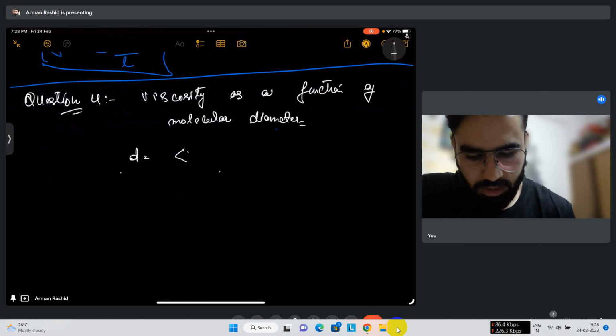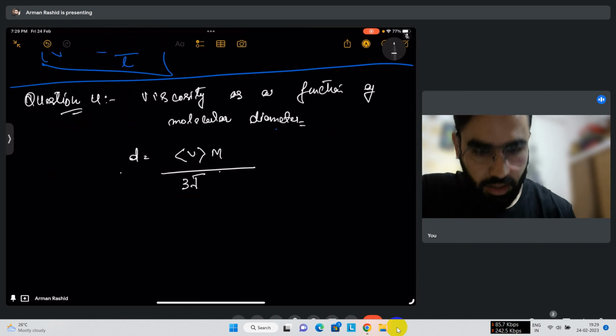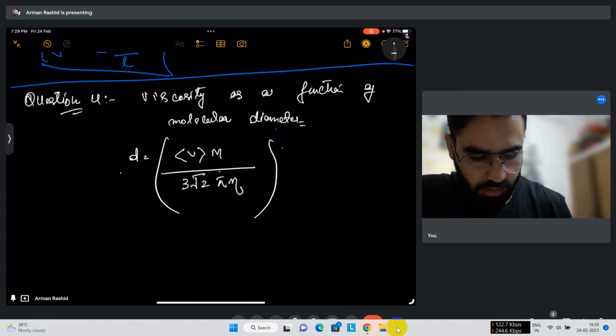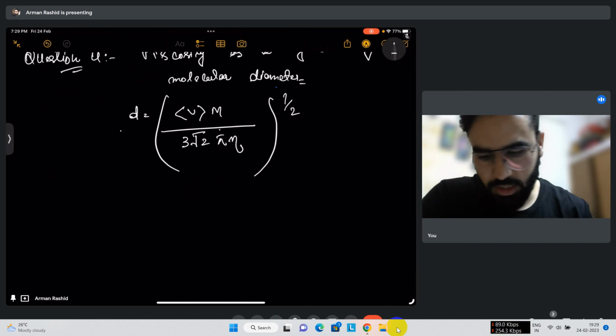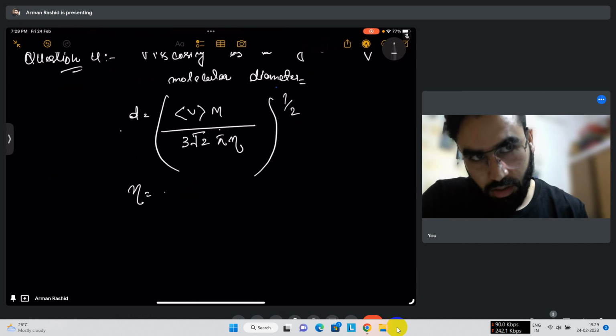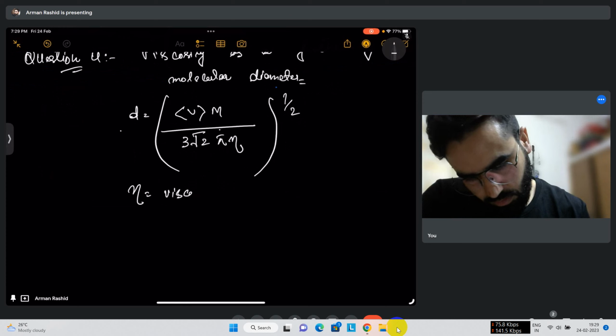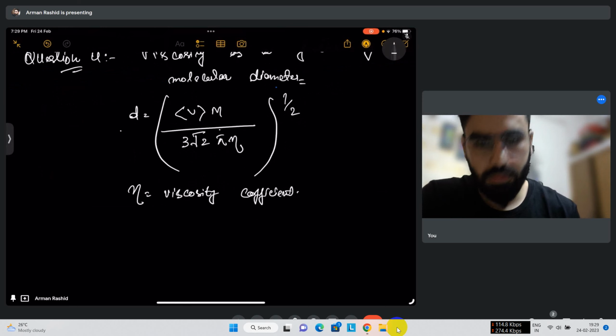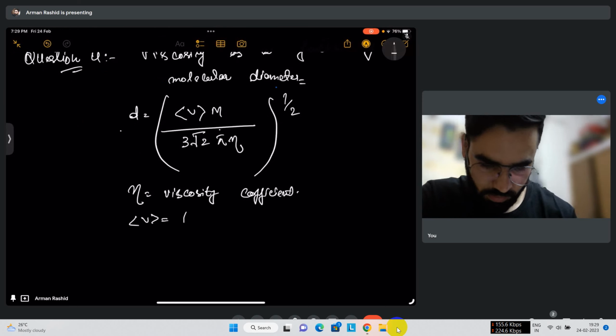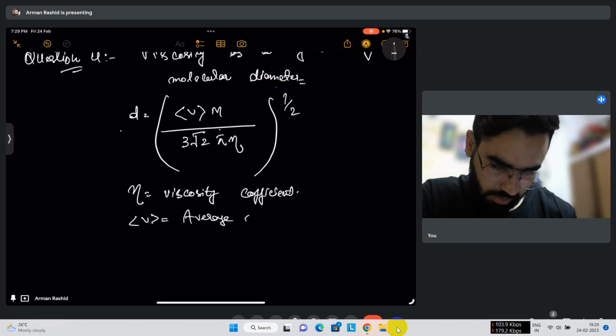If you see my PPT, the relation between the viscosity and the diameter is this, multiplied by m divided by 3 under root 2 pi eta, whole raised to the power 1 by 2, where eta is the viscosity coefficient, and V is the average velocity.